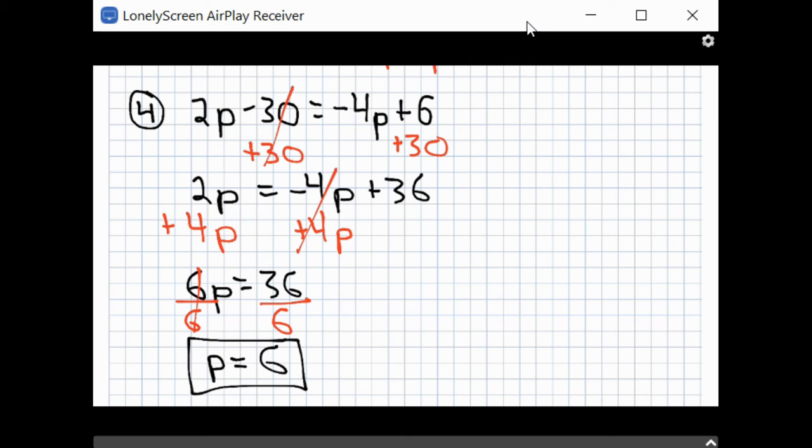But that's not all. It says, give a justification for each step. So let's go over here, and in blue, let's justify that. We're starting to learn something called a 2-column proof, where we divide our statements on the left from what we call our reasons on the right. So start with the first step. How did I know that 2p minus 30 equals negative 4p plus 6?